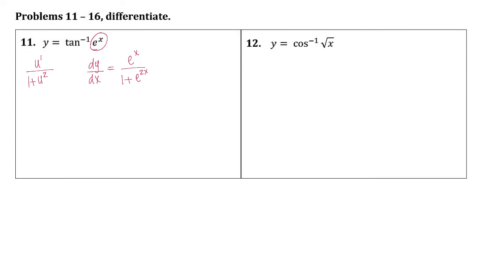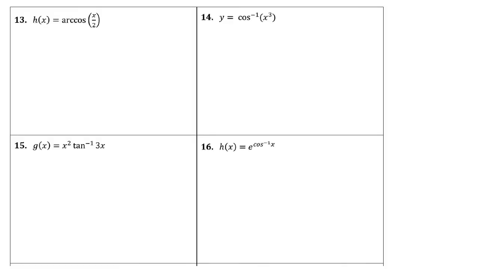All right, so here with number 12, I would go ahead and write this as x to the 1/2 to help us remember. Our derivative formula was negative u prime over the square root of 1 minus u squared. And so y prime equals negative, and then the derivative of x to the 1/2 is 1/2 x to the negative 1/2, all over the square root of 1 minus u squared. So that's going to be 1 minus x. And please leave it like it is.